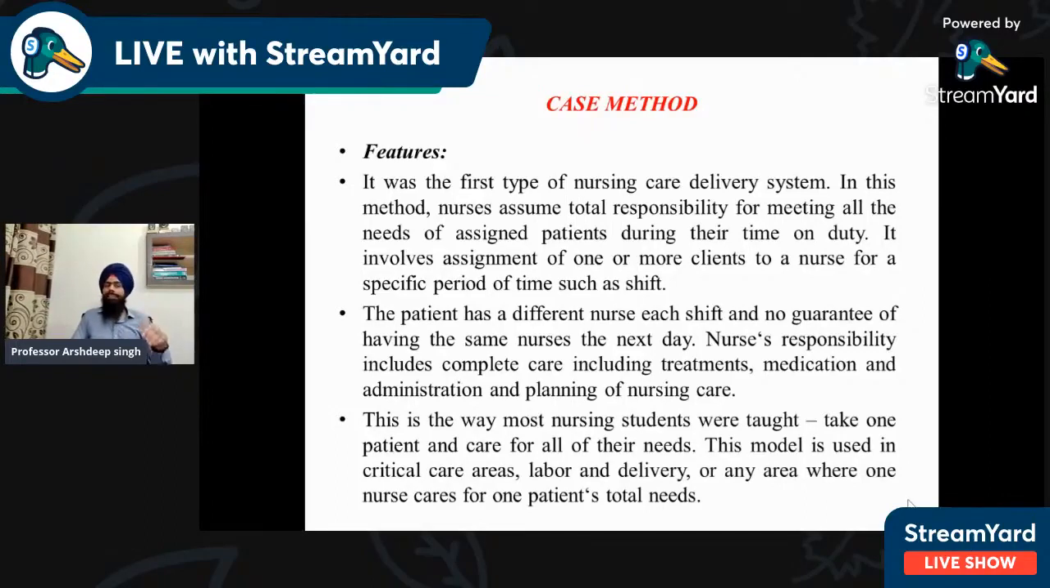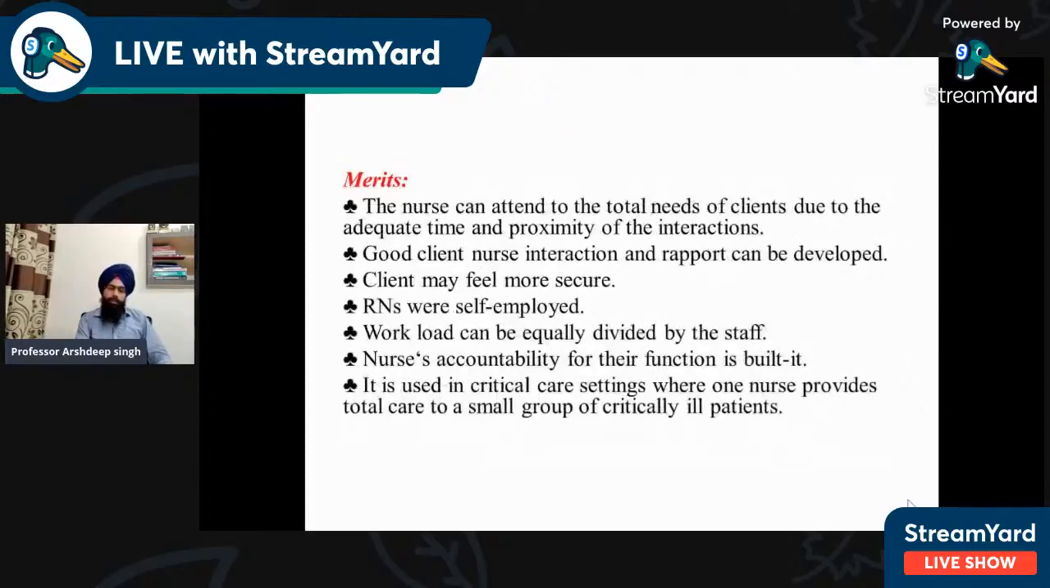This type of method, the case method, is used where you are assigned a single patient and you have to do each and every care, from bed bath to back care or any type of care, treatment, medication, or catheterization or catheter care. So this is the method by which student nurses are being taught nowadays.